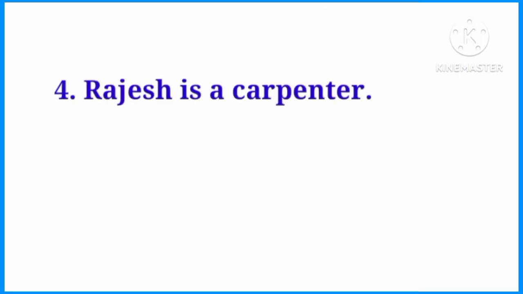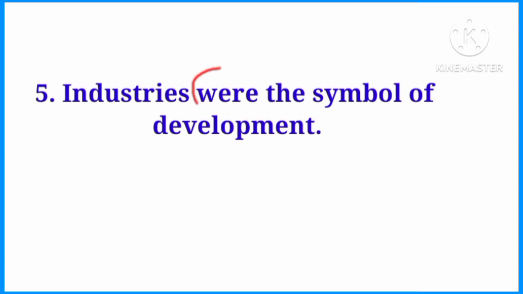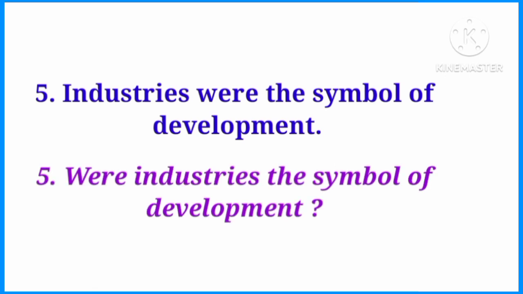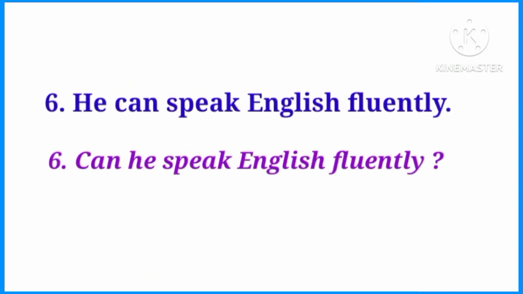Here, is is an auxiliary verb, so bring it first. So the question would be, is Rajesh a carpenter? Here, were first, industries second. So the question would be, were industries the symbol of development? Here, can is the auxiliary verb. So the sentence would be, can he speak English fluently?